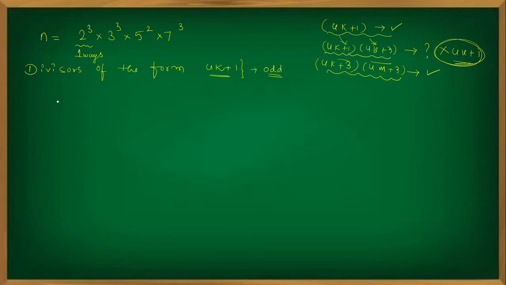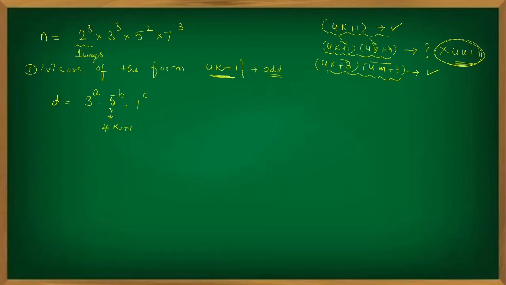So therefore the divisor should be of the form 3 to the power of a, because we want odd numbers for odd divisors. 4k plus 1 means an odd divisor. So 3 power a into 5 power b into 7 power c. You know this 5 is already of the form 4k plus 1. So therefore you can take any number of b's here.